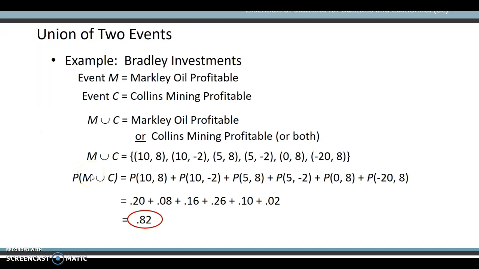The probability of M union C is the probability of the first case where one or both are profitable, the second, the third, the fourth, the fifth, and the sixth. Here we've substituted those probabilities in. The probability of 10, 8 is 0.2. 10, negative 2 is 0.08. 5, 8 is 0.16. You can see that. We add up those probabilities and get a final probability of 0.82 or 82%. There's a 0.82 probability or 82% probability that either Markley or Collins will wind up profitable.